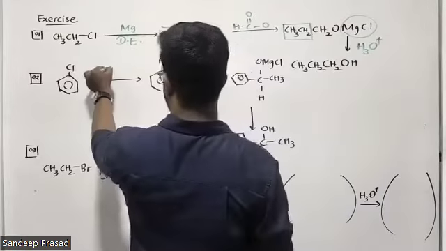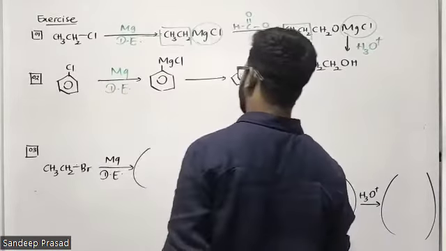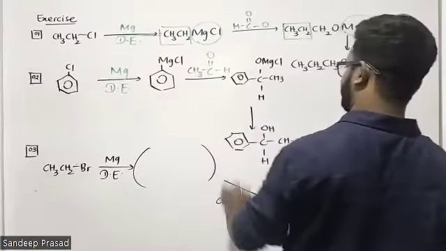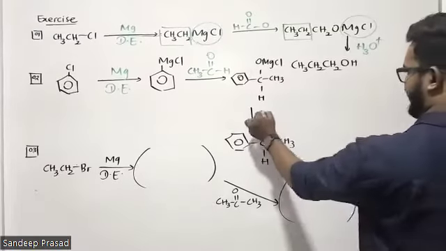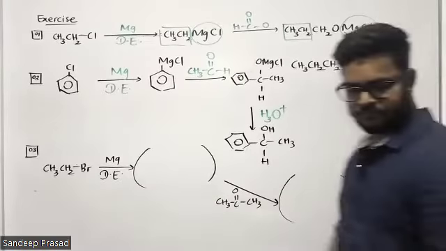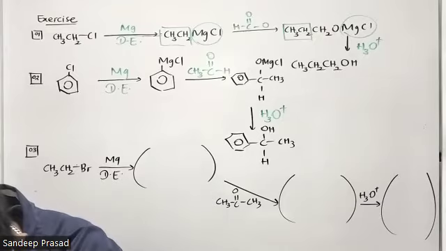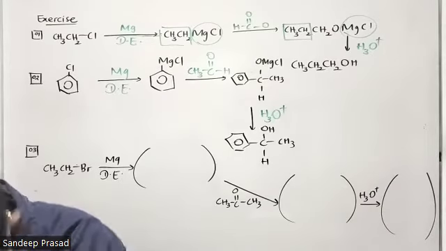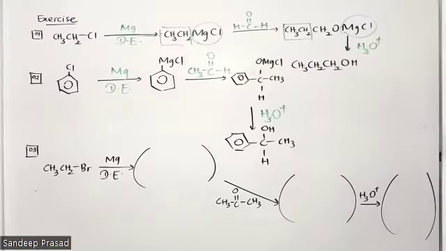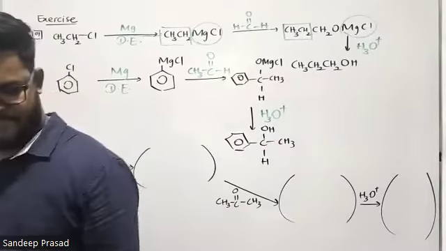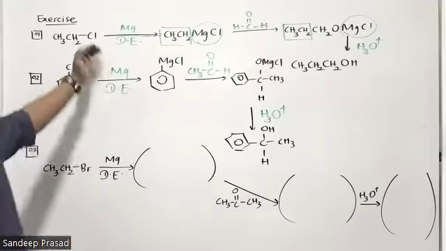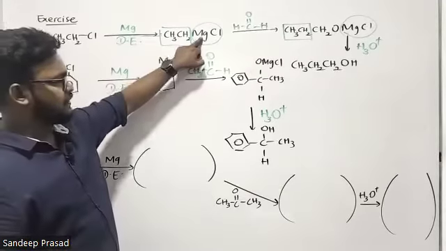Second one, magnesium, dry ether, forming the Grignard reagent. CH3, C double bond O, H is the aldehyde we are adding. And H3O plus. Okay. Now okay, Asma. Right. So that's easy, right? We have added magnesium, dry ether, then produced magnesium chloride.